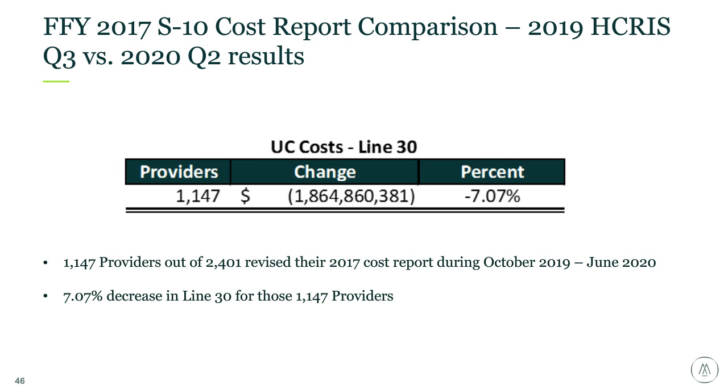So we saw a fair number of hospitals that amended their cost report during this time. For these hospitals, line 30, which is the sole data point for calculating a hospital's UC payment, decreased by almost 7%. That's close to $1.9 billion in UC costs removed from these S10 cost reports.